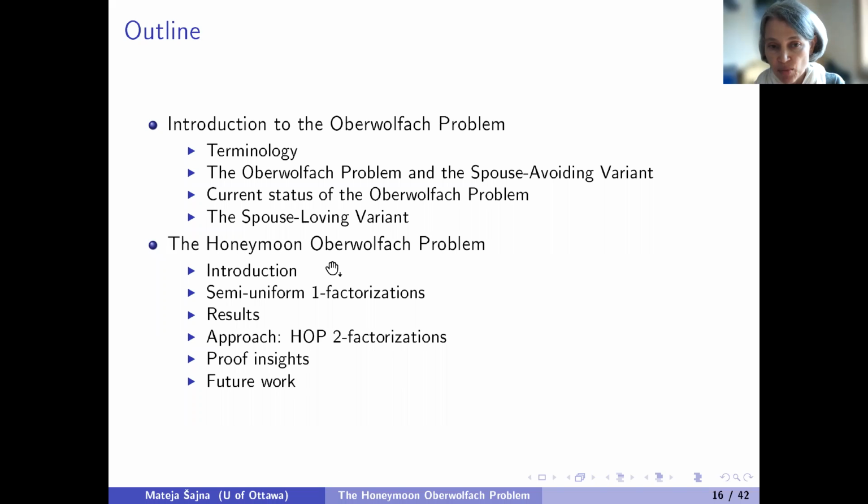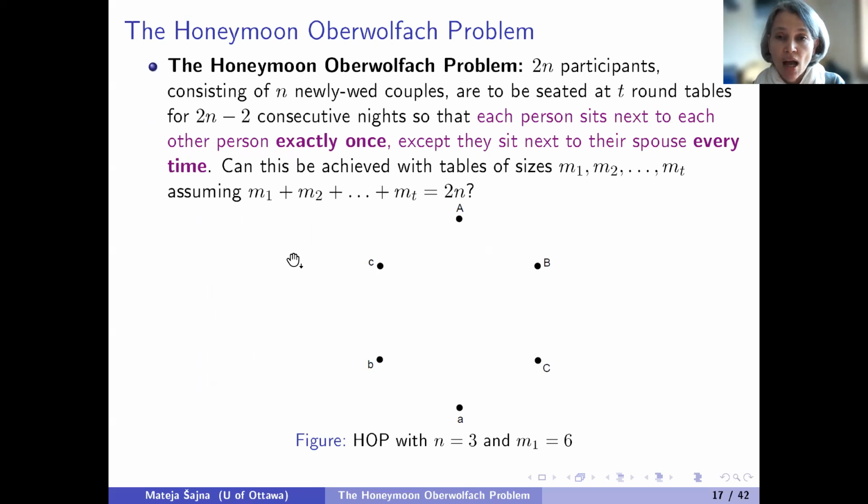And you can see that the name comes from the fact that we can consider these couples as being newlyweds. And so that's why they want to sit next to each other all the time. Okay, so we've got 2n participants, that is n newlywed couples, and we want to seat them at t round tables of specified lengths. The number of seats is exactly right. Everybody gets to sit next to everybody else exactly once, except they sit next to their spouse every time.